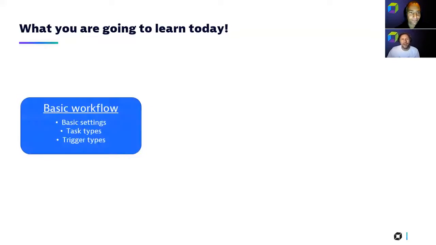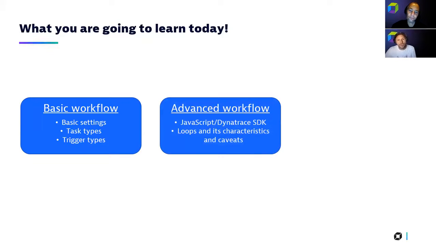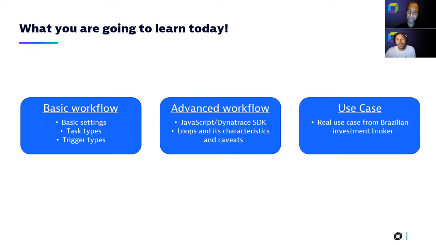Okay, thank you. So let's first start with some basic workflow. We're going to understand what the basic settings, the task types, the trigger types, and everything involved are, and how to glue these pieces together. And then we're going to do some advanced workflow, understand what we can do with JavaScript, how we can use the SDK, and how we can loop through iterations on the tasks. And finally, we're going to present a real use case from a Brazilian investment broker that we used recently and that was key to winning this deal.